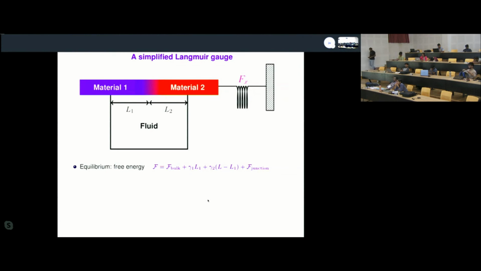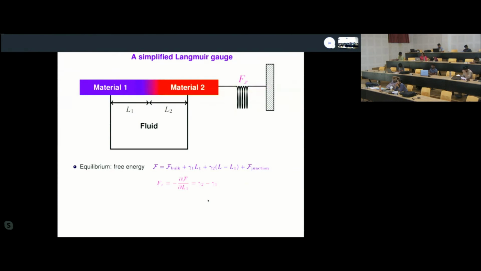If I compute the free energy derivative, so if I want to compute the generalized force exerted by the fluid on the upper boundary, I simply have to take minus the derivative of the free energy with respect to L1. So Fx is minus dF over dL1. And if you read the formula, what you get is simply gamma 2 minus gamma 1.